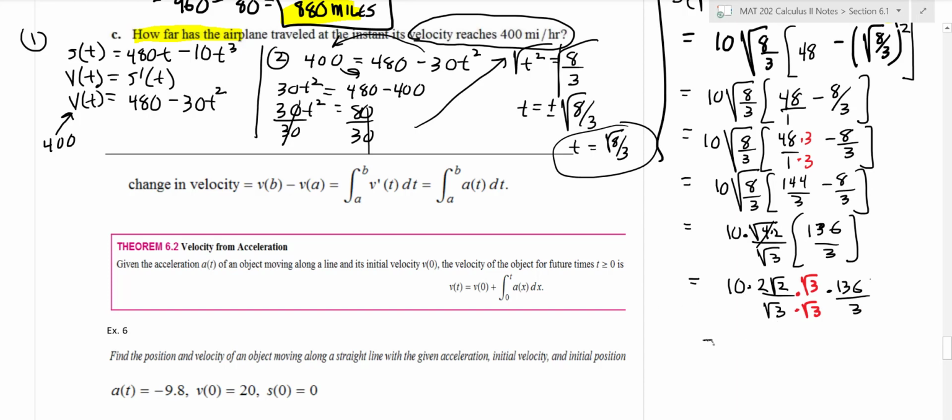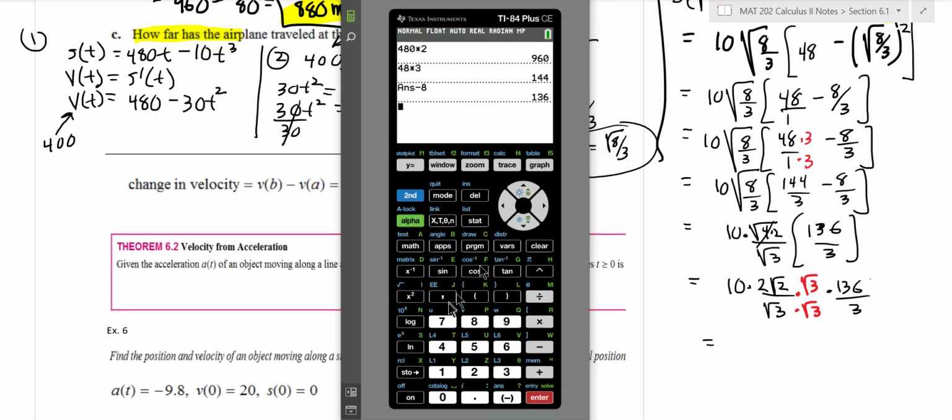All right, so here's what I get. I get 10 times 2 is 20. So I've got 20 times 136. So that will be 2,720. Square root of 2 times square root of 3 is square root of 6. Okay, and then what I have here is, this is really the denominator. Square root of 3 times square root of 3 is 3. So we have 3 times 3, so we have 9. That's your exact answer to the problem.